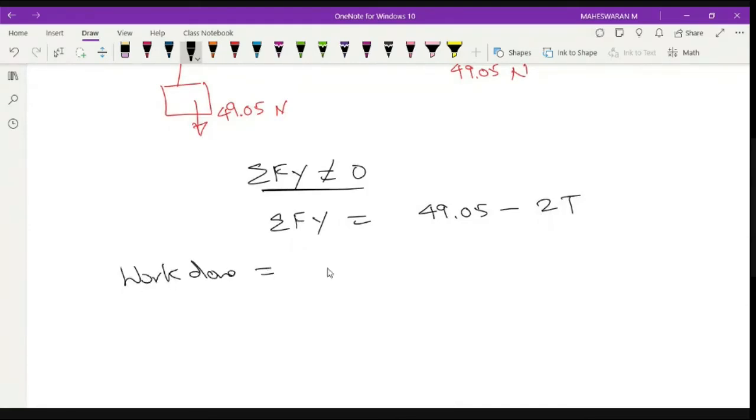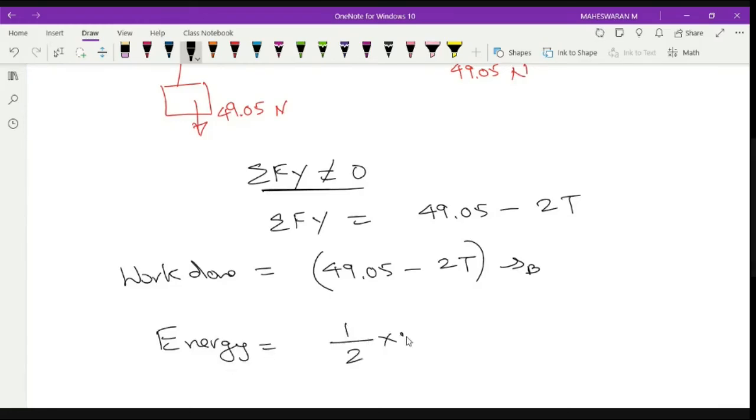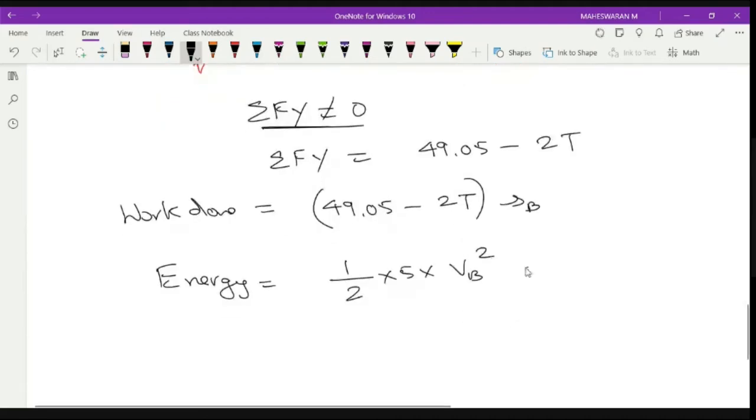So work done is equal to (49.05 minus 2t) into SB. So this is my work done. Next, let us identify what our energy is. Energy is half mv square, which is half into 5 into VB square, so you will get 2.5 VB square.